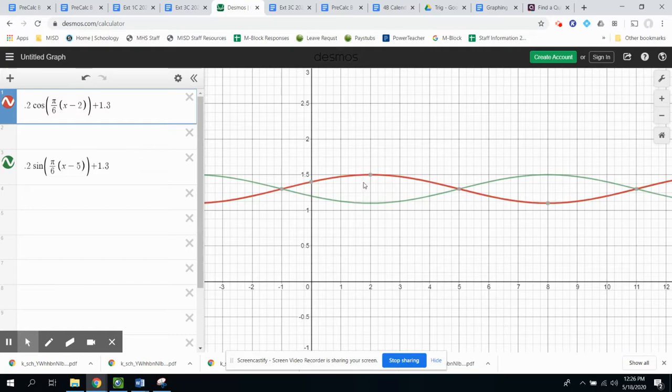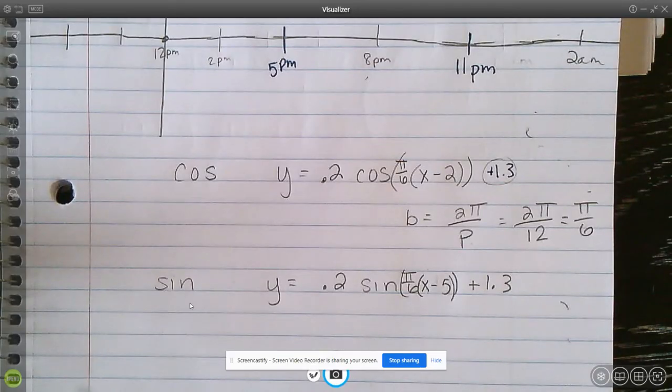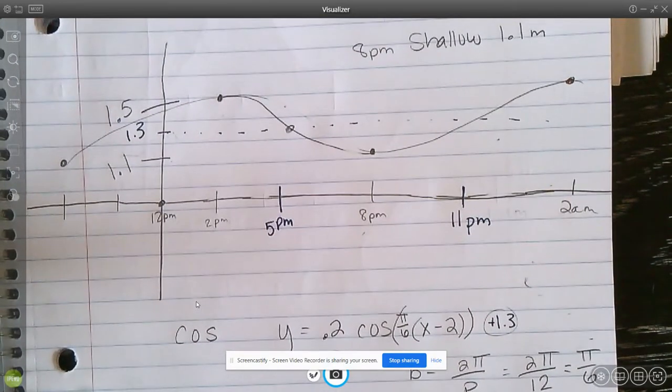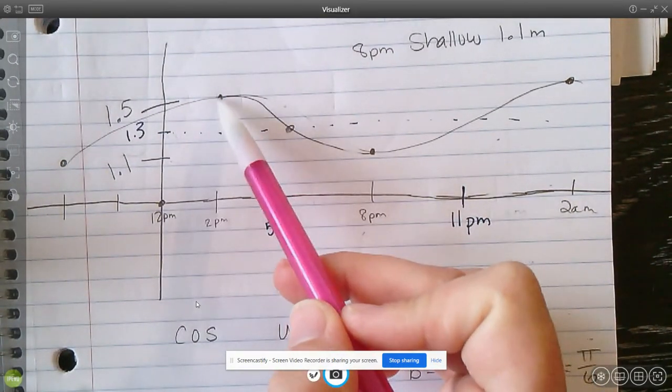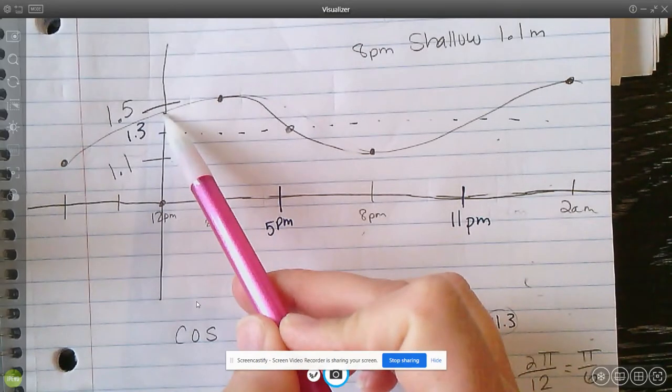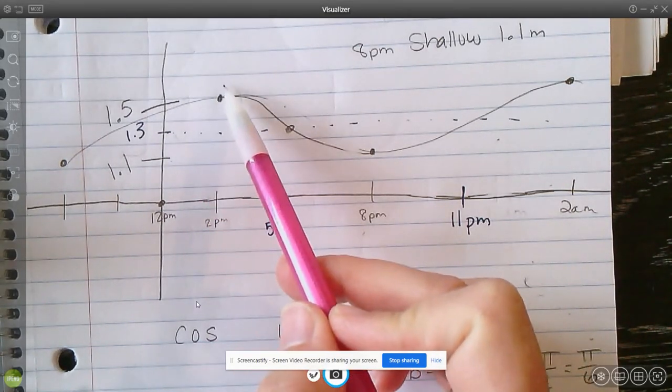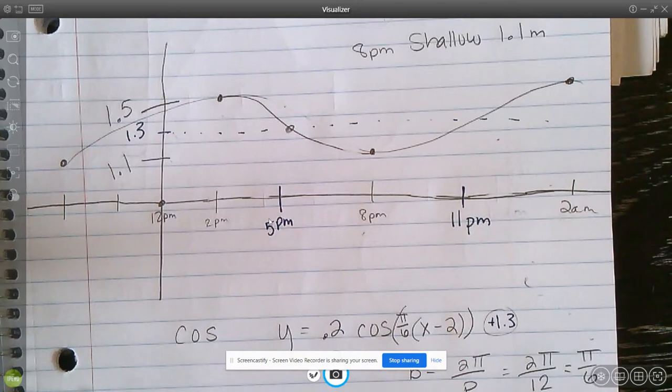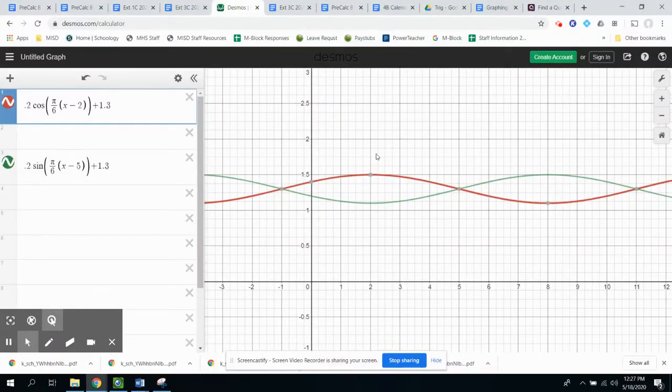Well, one of them is reflected. So if you go back to this, if we look here, we notice that our graph is starting higher. So it's starting higher and then it goes up and then down. So let's go back and see if we can figure out which one's right and which one's wrong. So it's starting high and it's going higher. Okay, so the red one, this cosine one's correct. So our sine graph is wrong. So let's go back and look.